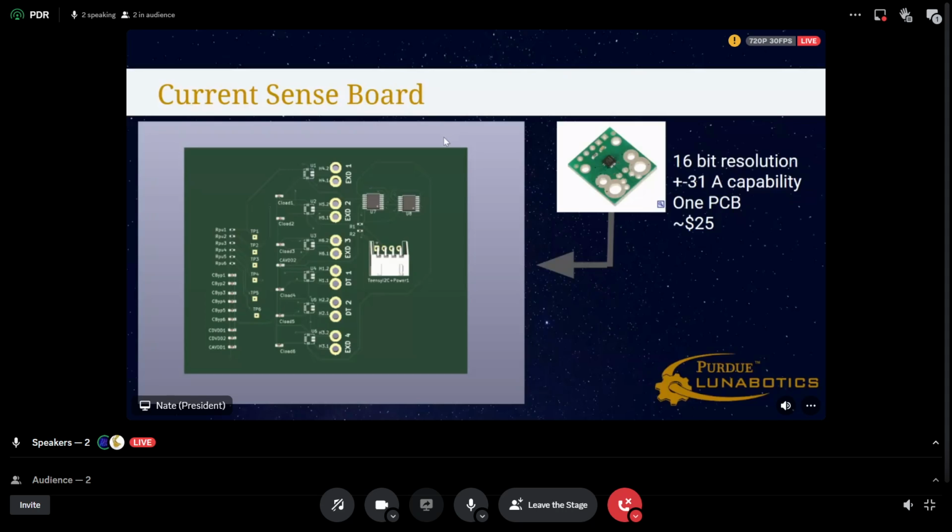They'll have 30 amp, 31 amp capability to measure the full range of the motor, and the 2 chips on the right are the ADCs, 16-bit resolution as requested by, I'm pretty sure, software, but they have the capability that software needs. And the whole thing with all the components together is about $16, and the PCBs should add about 7 to that, so that should be the total price.